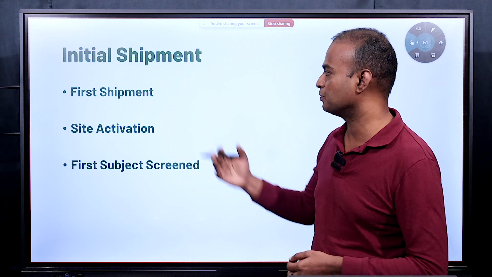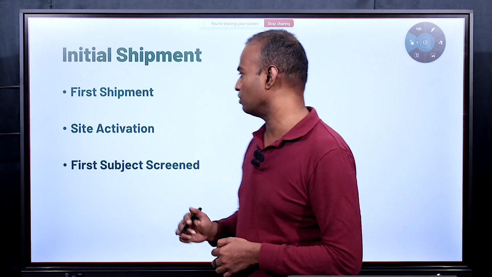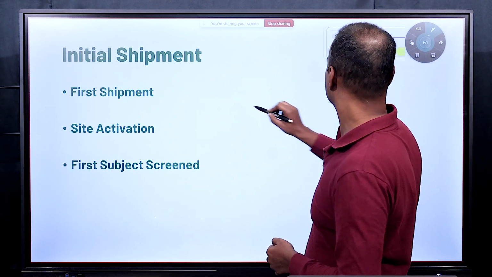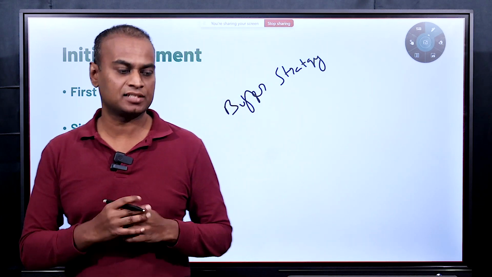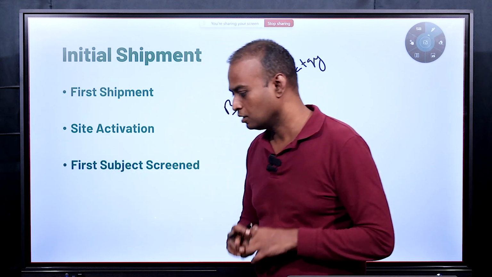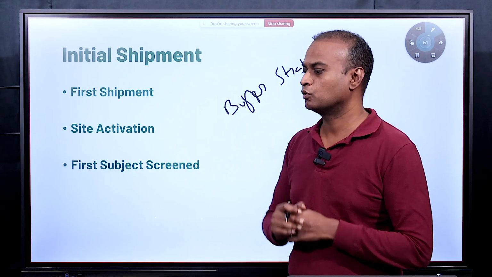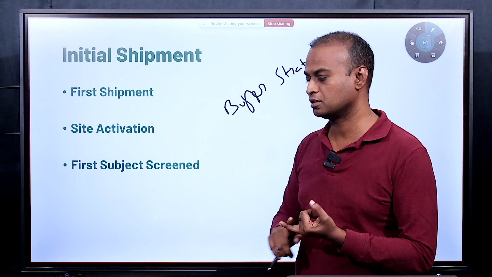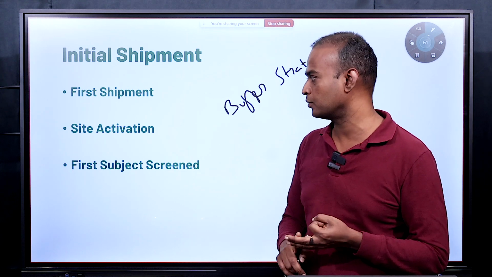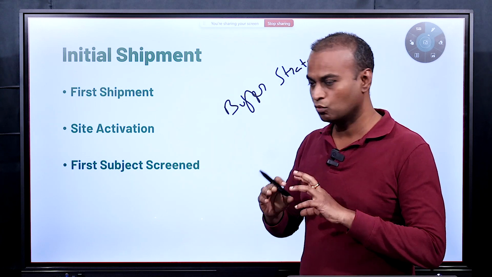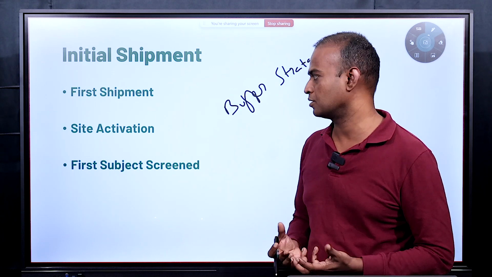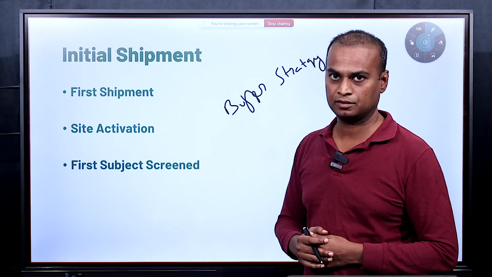This is the initial shipment. This initial shipment is for the buffer strategy. So the first activity that is going to happen at a site is site activation. Unless you activate the site, you cannot do anything to the site. You cannot send supplies, you cannot screen, you cannot randomize. The first step that happens at a site is site activation. Once you activate the site in the system, then a shipment is generated.